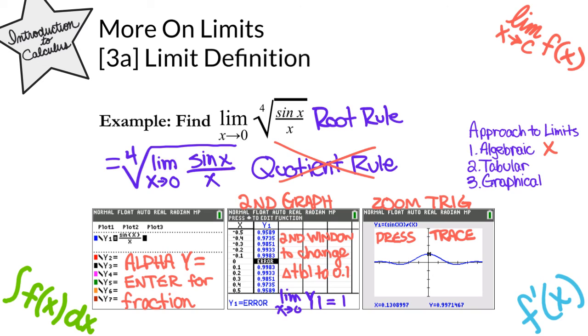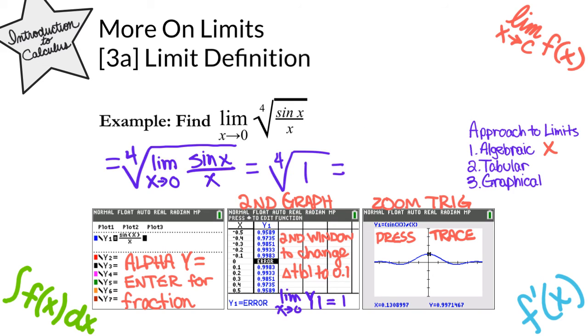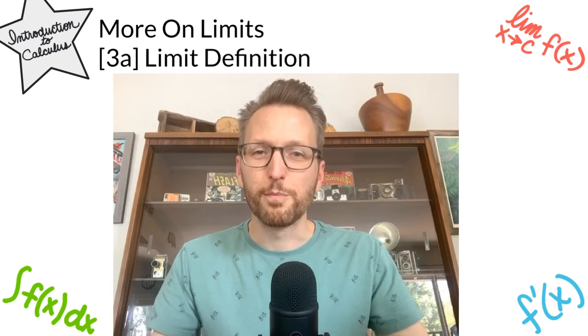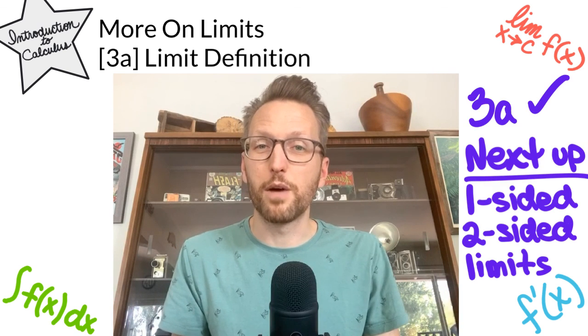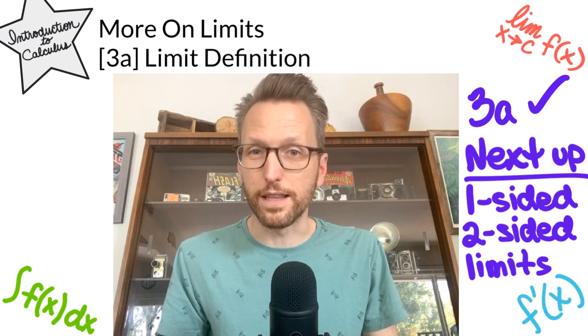To finish this example off, the very next thing that we could do is we write the fourth root of 1, because the limit as x approaches 0 of sine x over x is 1, based on our tabular and graphical analysis. So we have the fourth root of 1, which is equal to 1. That is the end of lesson 3A. In the next video, we'll talk about one-sided and two-sided limits.